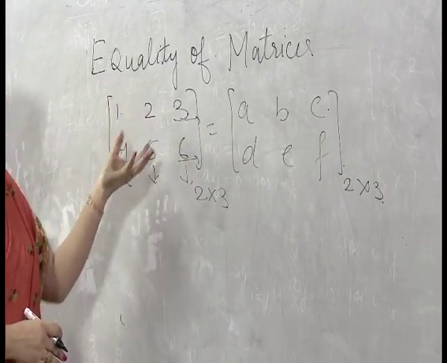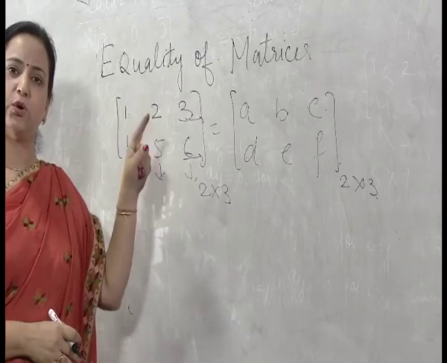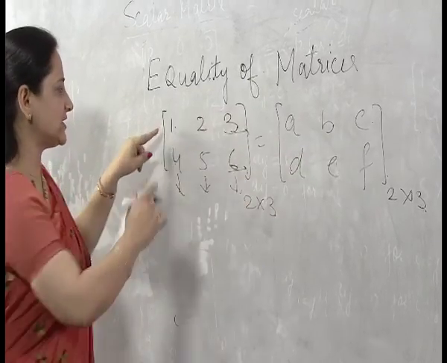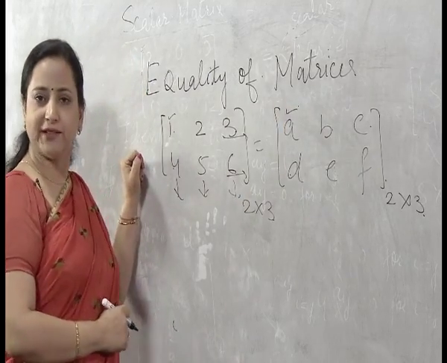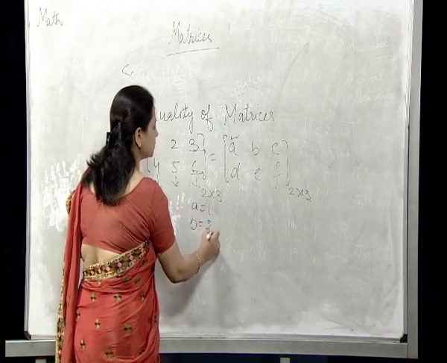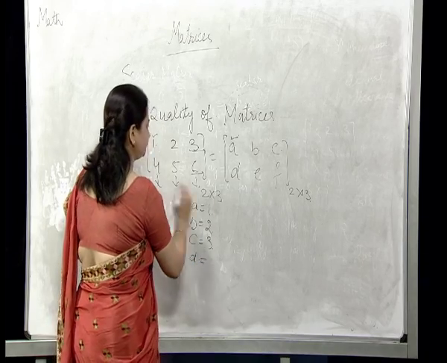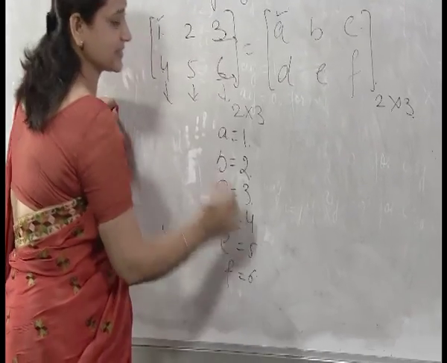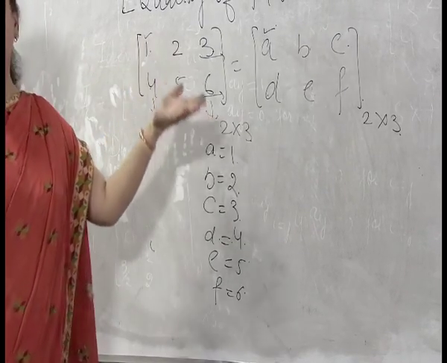Now if the matrices are equal, it means their corresponding elements are also equal, which will give you the values of A, B, C, D, E and F. So you just check the corresponding element. 1 is the corresponding element to A, that means A is equal to 1, B is equal to 2, C equals 3, D equals 4, E equals 5 and F is equal to 6. Using the equality of matrices, you can find the unknown values.